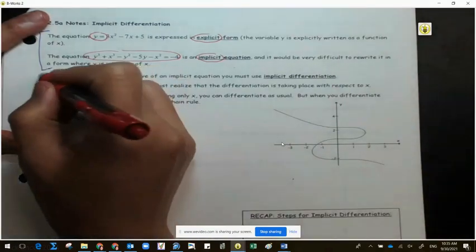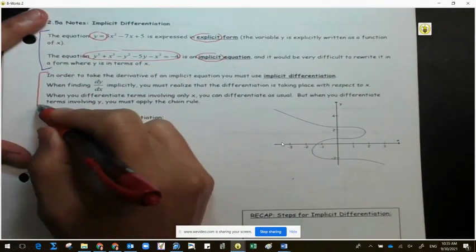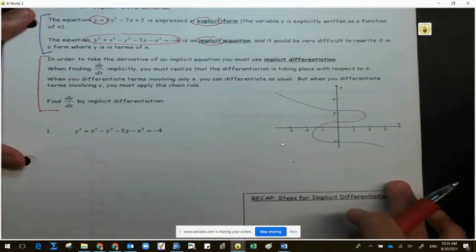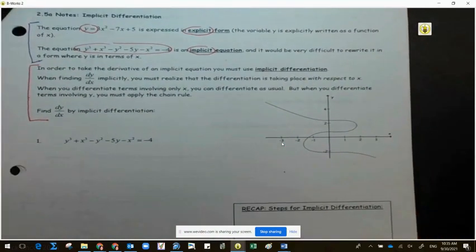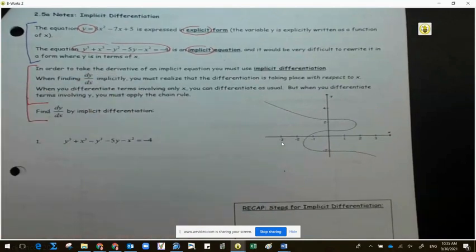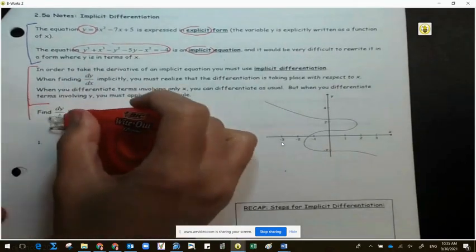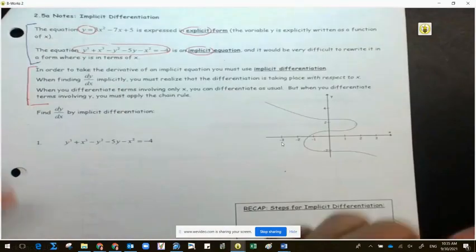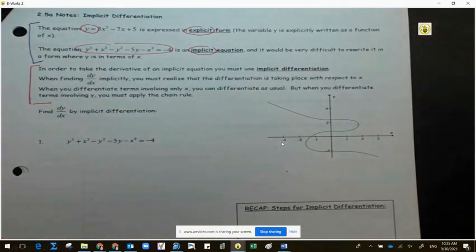Okay? So on the bottom, on the next one right here, Landry, go ahead and read this paragraph, and I will simplify it. In order to take the derivative of an implicit equation, you must use implicit differentiation. When finding dy over dx implicitly, you must realize that the differentiation is taking place with respect to x. When you differentiate terms involving only x, you can differentiate as usual. But when you differentiate terms involving y, you must apply the chain rule. All right, all that makes sense, right? Here's my summary to you.